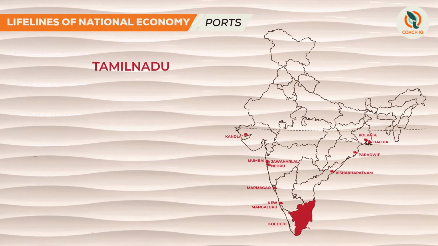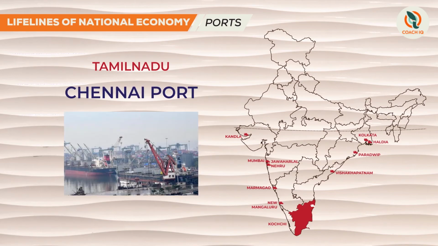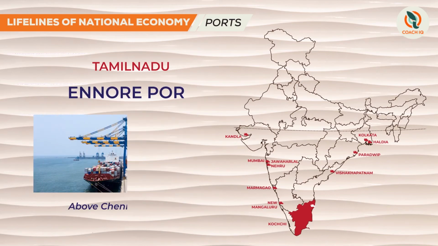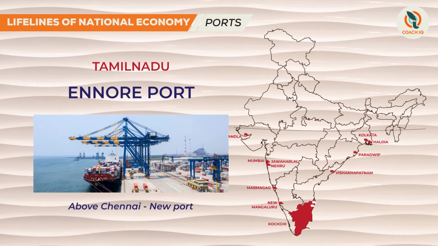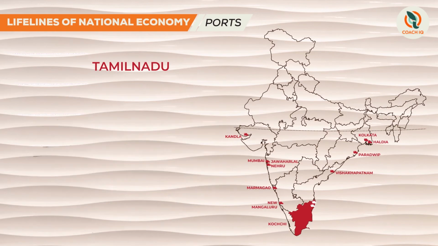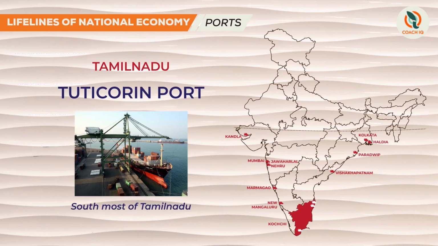Below that is Tamil Nadu. In Tamil Nadu, you have 3 ports. First you think of Chennai on the northern part of Tamil Nadu. Above Chennai, a new port is there, that is Ennore. So Ennore is right the northernmost part of Tamil Nadu. Tamil Nadu has 3 ports. Ennore right at the north, the tip. Below that is Chennai, and then go further down, you have the Tuticorin port.